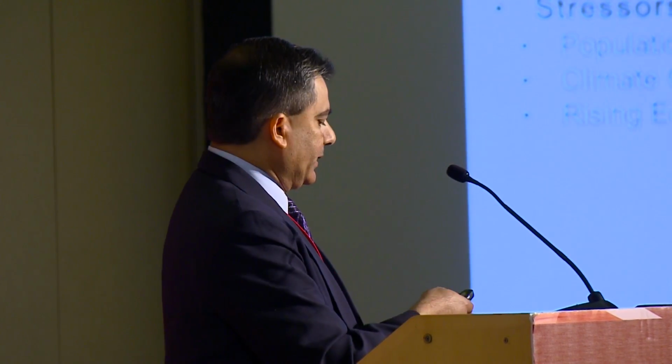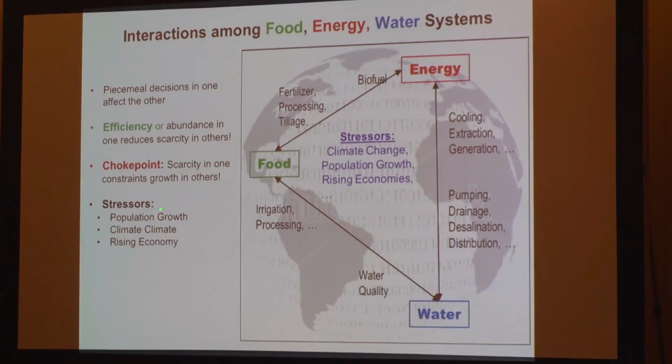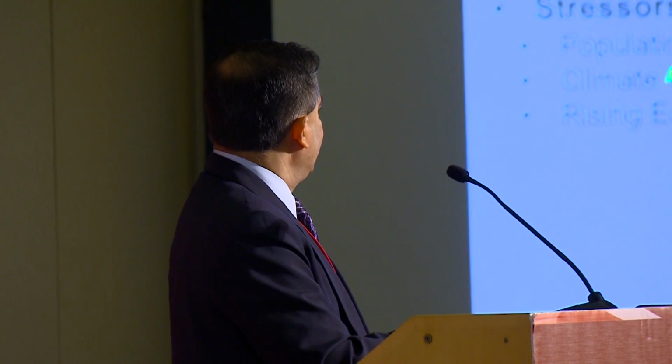These three are also affected by other contextual things in the systems world, and at least three of them have been around. In the previous talk, we heard about population growth. It's projected that by 2050, we'll have 30% more people, which means we'll need a lot more food. But in order to produce that, the constraint may come from water and so on. Climate change, as well as rising economies, are other stressors. So essentially, we are looking at systems thinking and understanding the interactions.